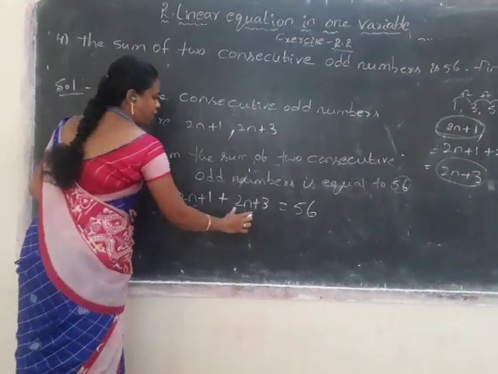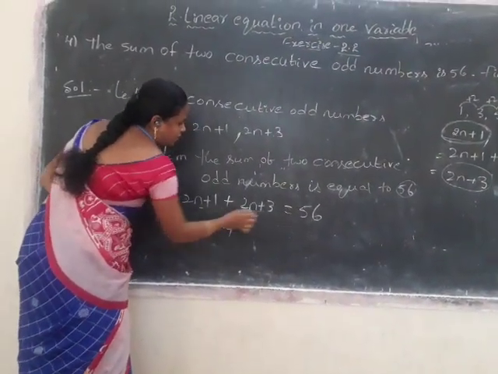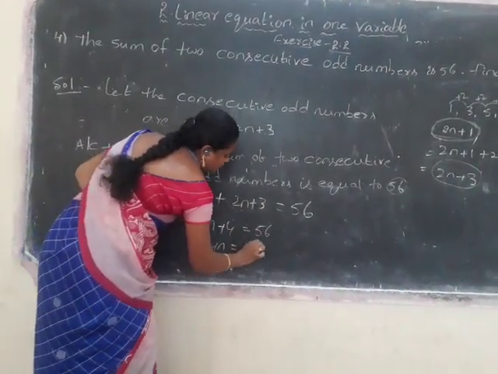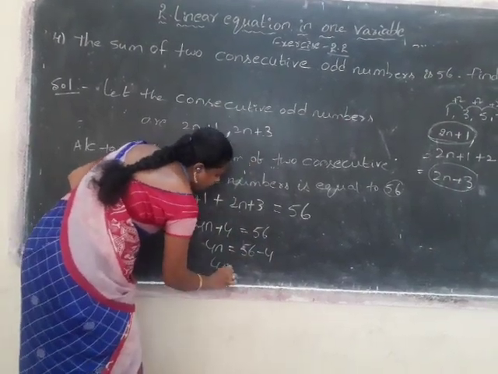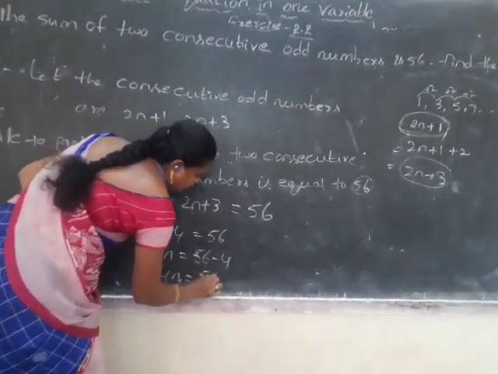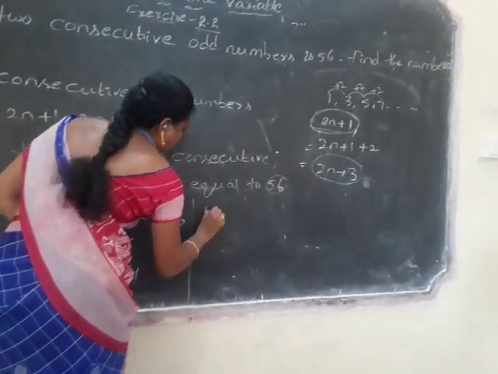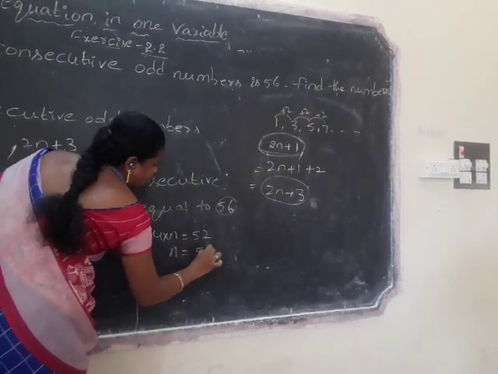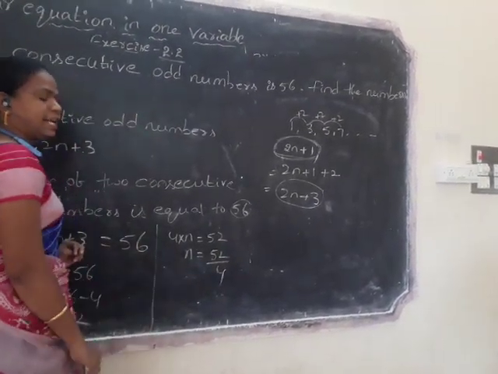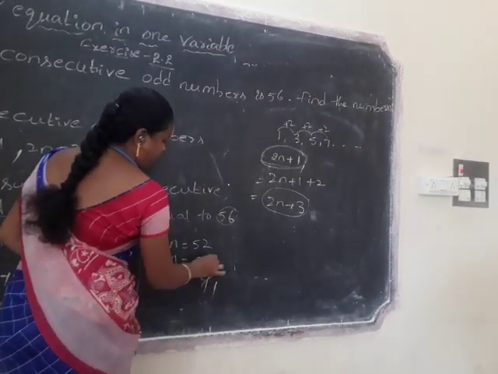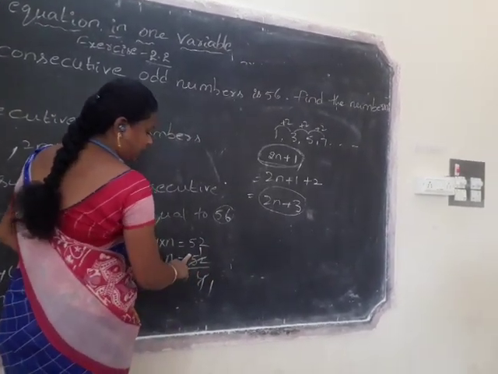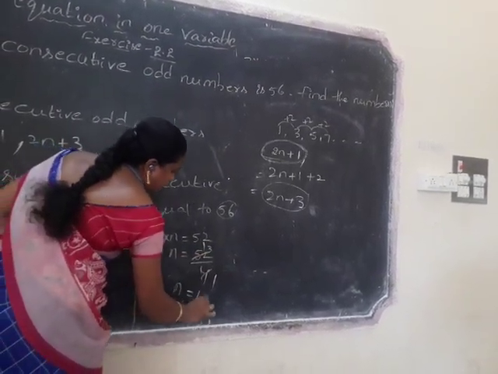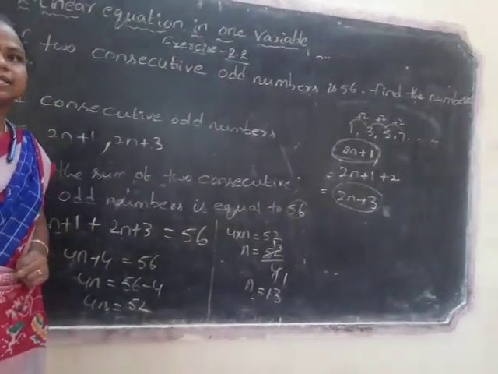Adding the terms with variable n, 2n and 2n gives 4n, and 1 plus 3 is 4. So 4n plus 4 equals 56. Transferring 4 to the other side as minus 4, 56 minus 4 gives 52. 4n we can write as 4 into n. The multiplication by 4 transfers to division. 4 ones are 4, the remainder is 1, take 2, 4 threes are 12. Here n is 13.